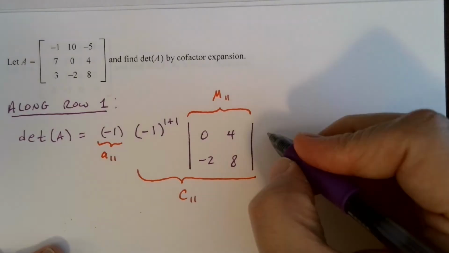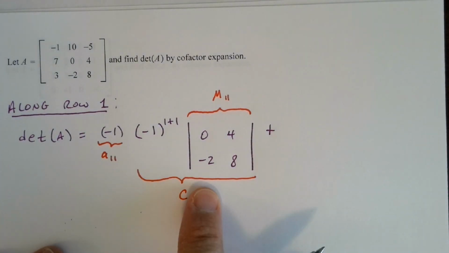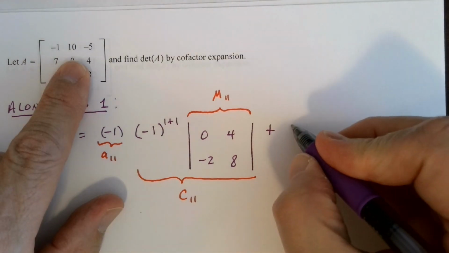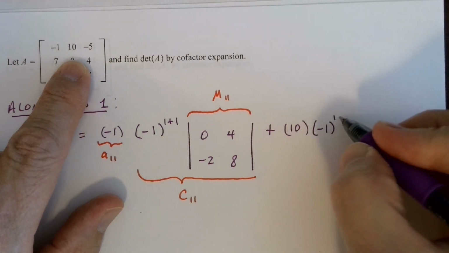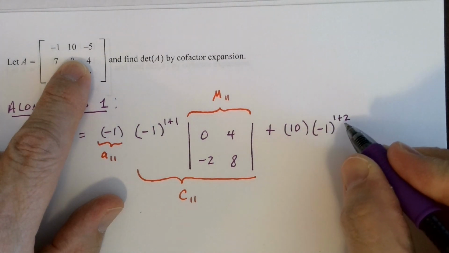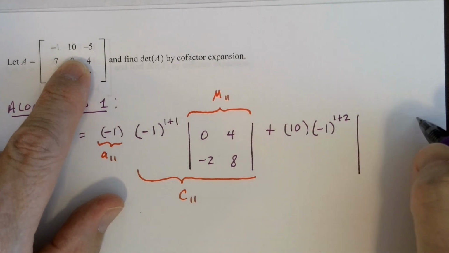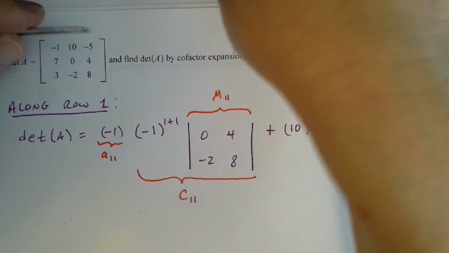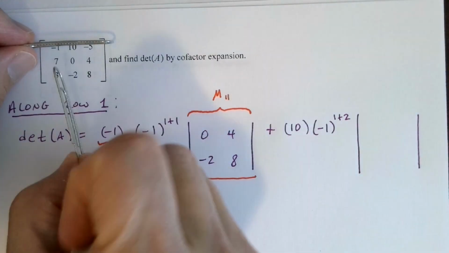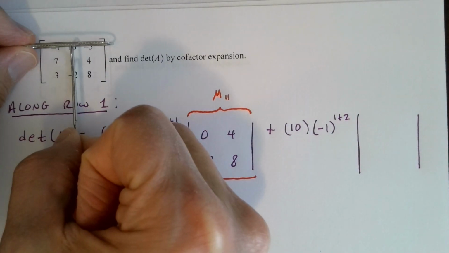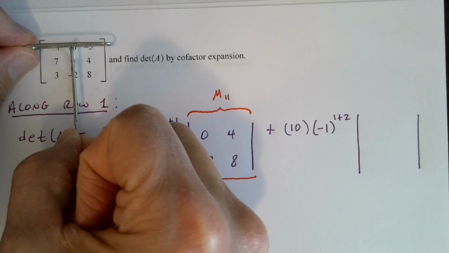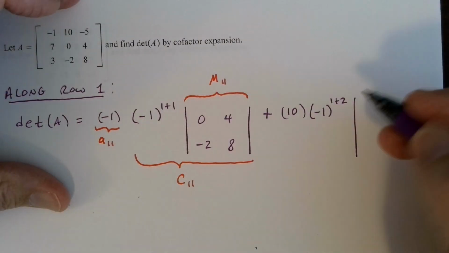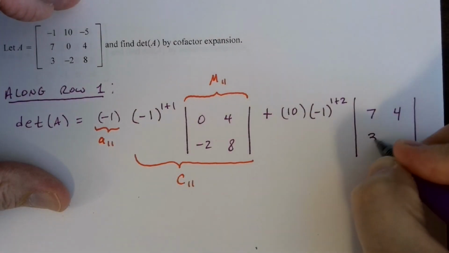Okay. So that's the first entry times its cofactor, plus the second entry, which is 10, times its cofactor, which is going to be negative 1. We're now in the first row, second column, so i is 1, j is 2, to the power, times its minor. And of course its minor is, pull out the first row and that second column, and we get the 2 by 2 matrix, 7, 4 across the first row, 3, 8 across the second row.